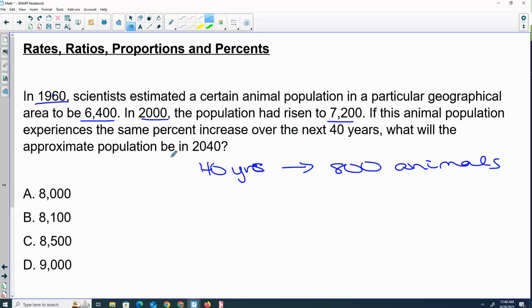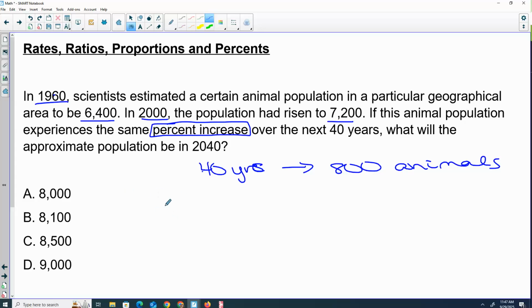But then I start asking about the percent increase. So it's not just like the number of animals. We need a percent here. Yeah, that's right, because it's not steady. Right. It's not a line. The more animals there are, the higher the growth. So, any other ideas then? We need the percent that it went up over those 40 years, okay?